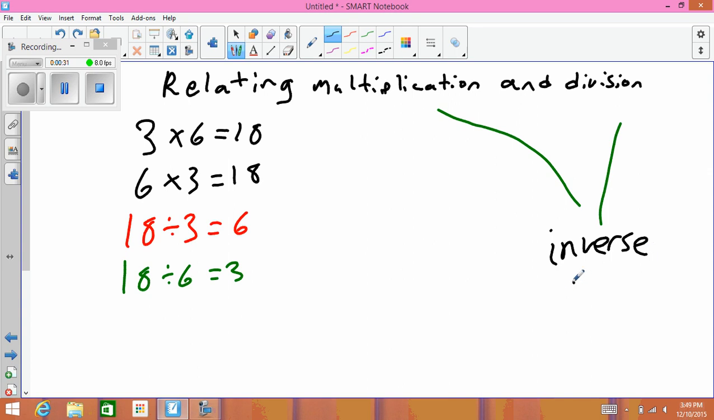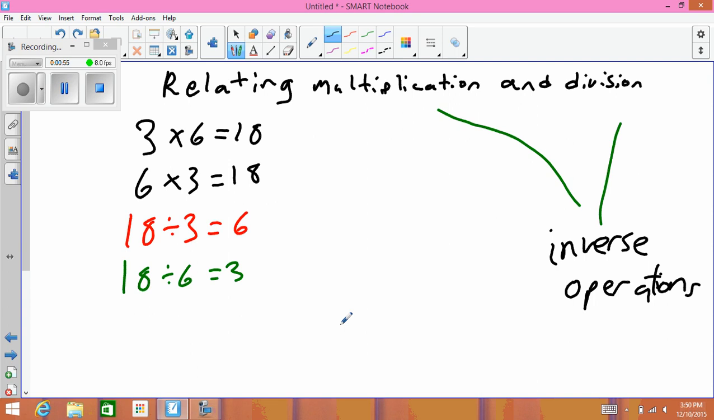Inverse operations basically means that the operations perform opposite functions. So in multiplication, you're taking parts and repeating them until you get a whole. In division, you're reversing the process. You're starting with a whole and you're dividing it into equally sized parts. So we call them inverse operations because they relate to each other, almost in the same way that addition and subtraction relate to each other.